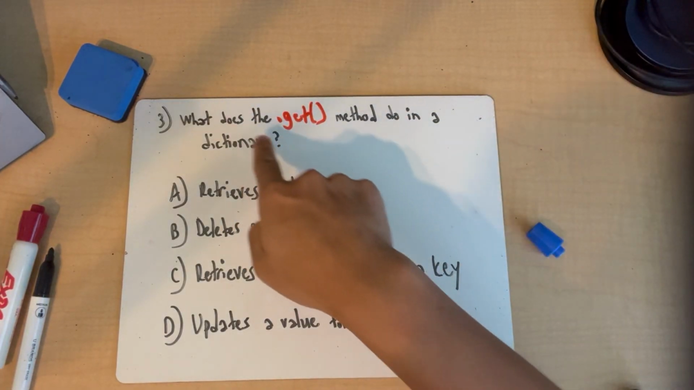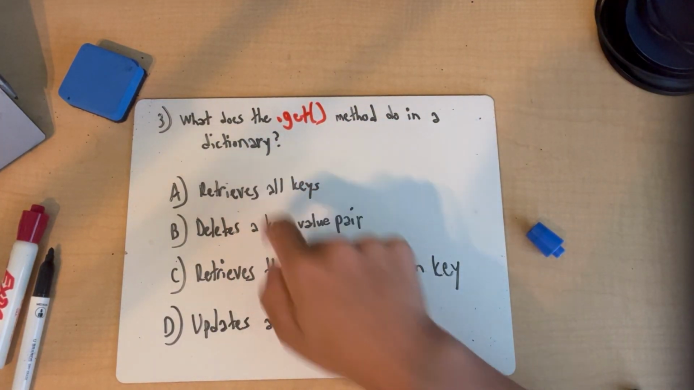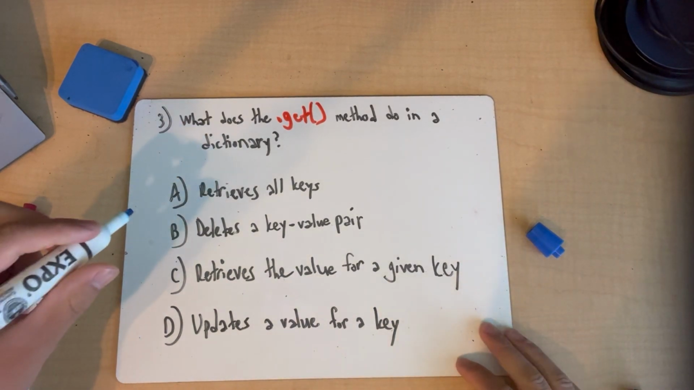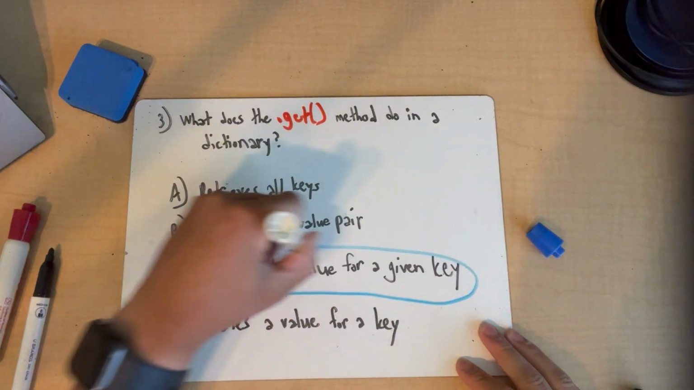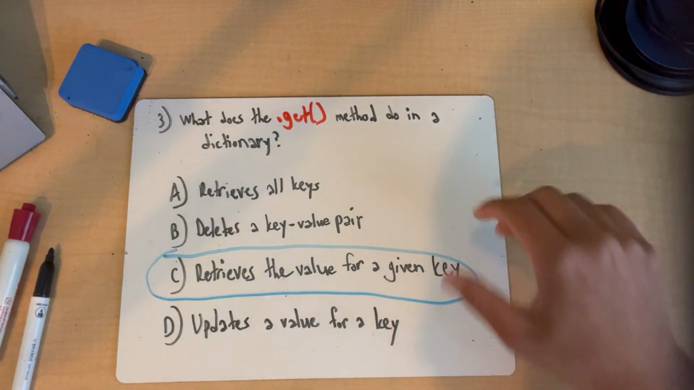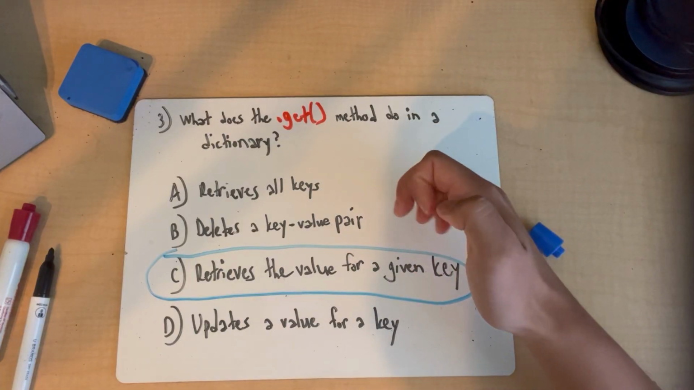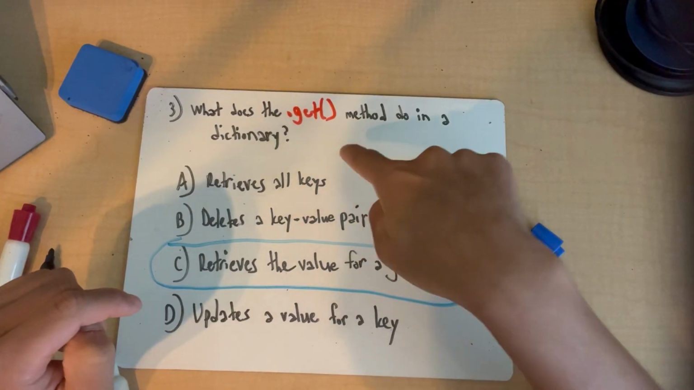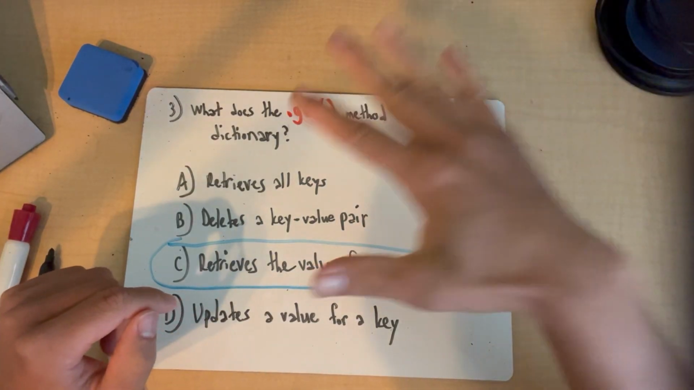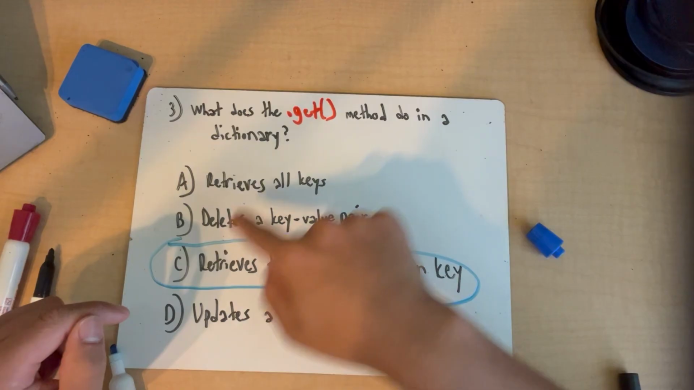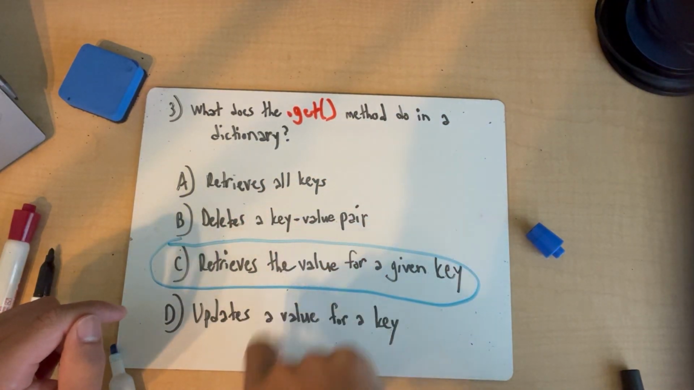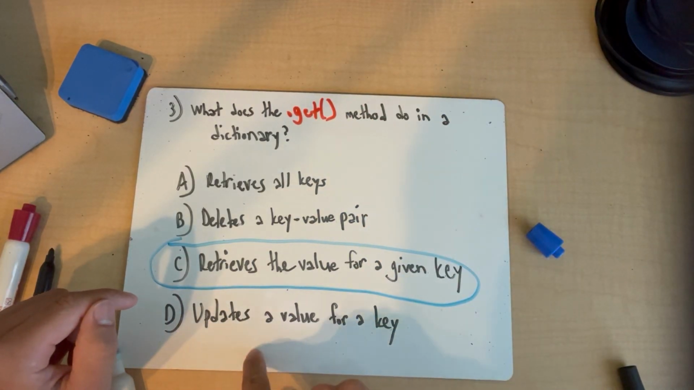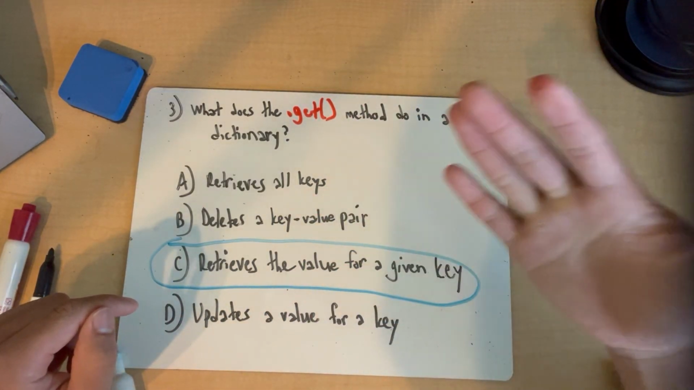Number 3, what does the .get method do in a dictionary? The correct answer is C, because if we pass in the key name inside the parentheses for this method, it's going to give us the value for that key. It's not A because it doesn't give us all the keys. That's another method. It's not B because .get has nothing to do with deleting a pair. And it's not D because .get is not for updating, because updating is a completely different thing we do.